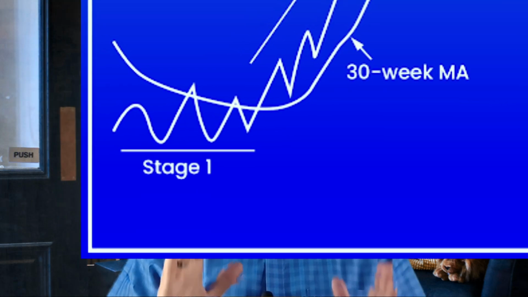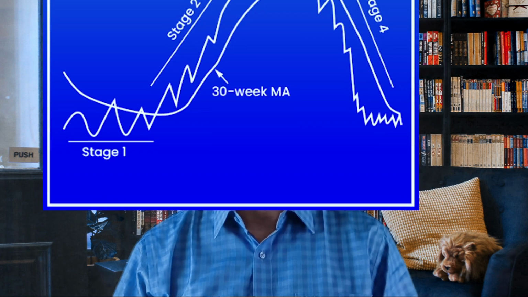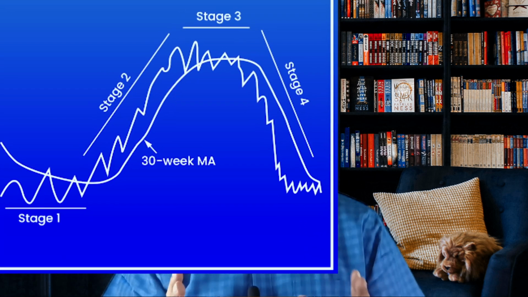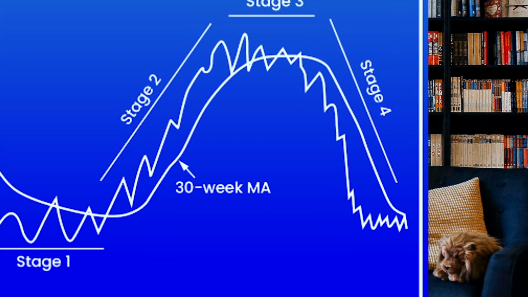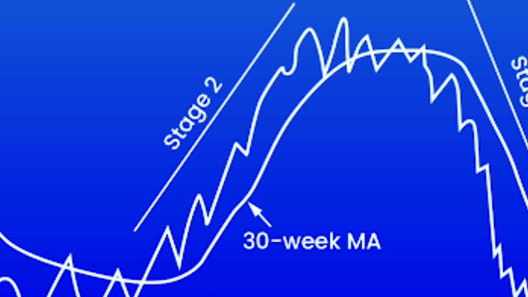Stage 1, base formation. After a decline, the stock moves sideways. The moving average is flat. This is consolidation. Stage 2, uptrend. The stock breaks resistance and begins to rise. This stage often delivers the biggest gains, the ideal time to invest in a stock.